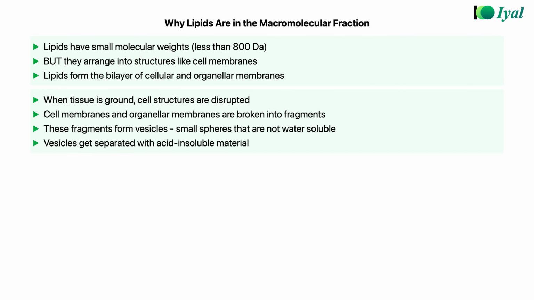Now, when we grind up tissue and subject it to the acid fractionation, something happens. We're disrupting all those organized structures. Cell membranes get broken into fragments. Those fragments form little spheres called vesicles. And here's the key. These vesicles are not water soluble. Because they're not soluble in the acid solution, they don't dissolve. They stay with the insoluble material.